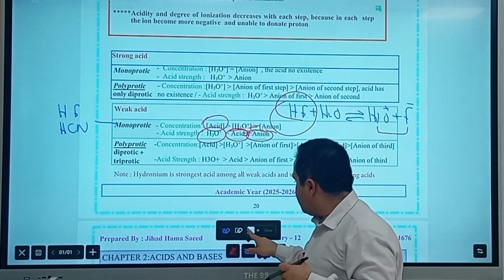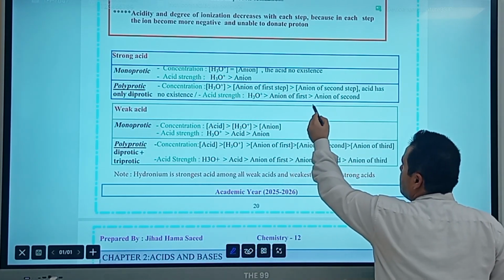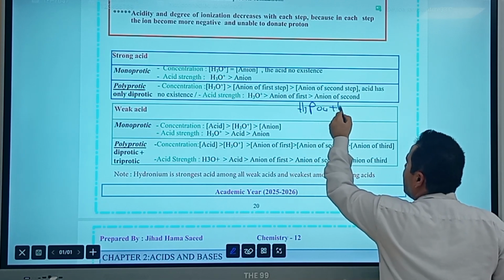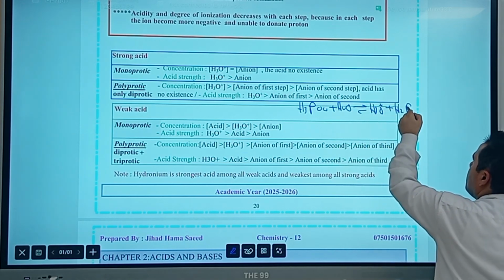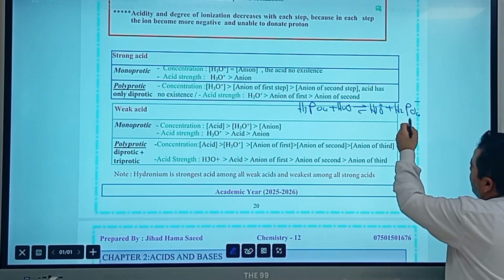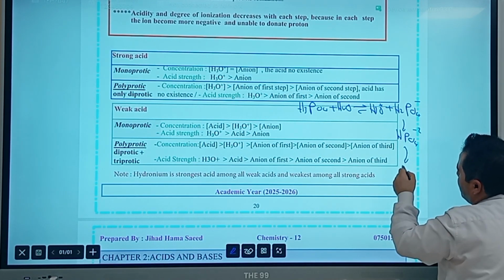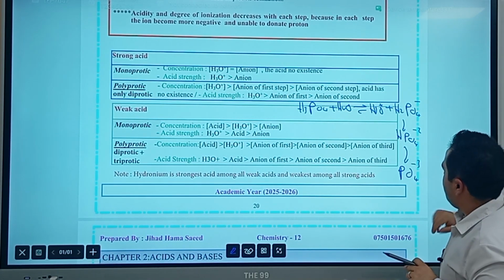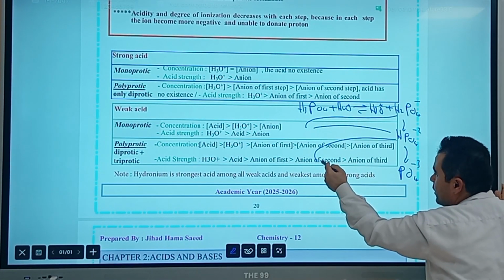How about the weak triprotics? A common example is H3PO4. H3PO4 reacts with H2O to produce hydronium and H2PO4 negative. Then removal gives negative 2, which is the next one, and then negative 3 the last. They keep ionizing further to produce these.